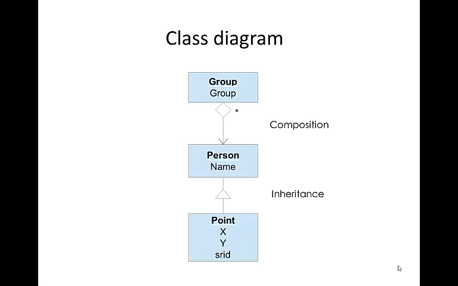And that's a composition relationship. The group has many people, is made up of people, the person inherits these attributes and methods from the point object. So that's what we're going to build. There are some methods thrown in as well, of course, but I'm just showing the attributes there.